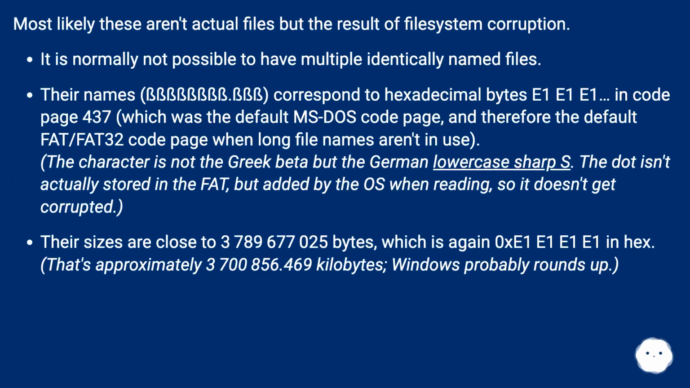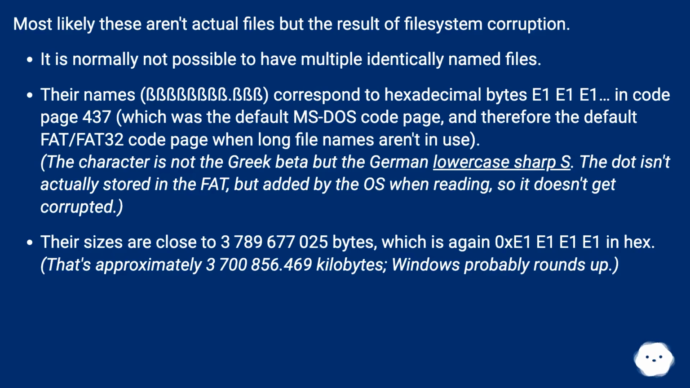Most likely these aren't actual files but the result of file system corruption. It is normally not possible to have multiple identically named files. Their names, ssssssssssssss.sssss, correspond to hexadecimal bytes E1, E1, E1, in code page 437, which was the default MS-DOS code page, and therefore the default FAT32 code page when long file names aren't in use.